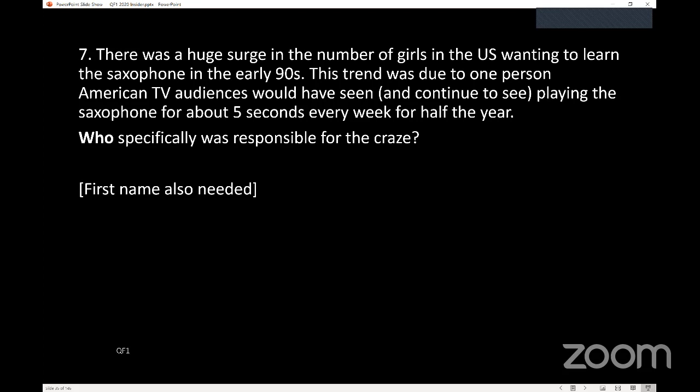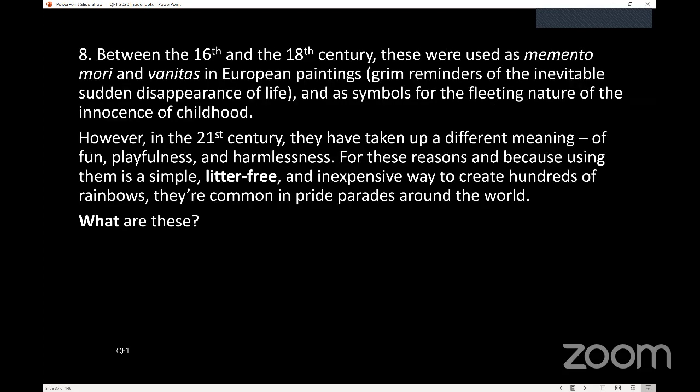All right, so I'll move on to question 8. Between the 16th and 18th centuries, these were used as memento mori and vanitas in European painting. Memento mori and vanitas are grim reminders of the inevitable sudden disappearance of life, and they were symbols of the fleeting nature of the innocence of childhood. However, in the 21st century, they have taken up an entirely different meaning of fun, playfulness, and harmlessness. For these reasons, and because using them is a simple, litter-free, and inexpensive way to create hundreds of rainbows, they're common in pride parades around the world.